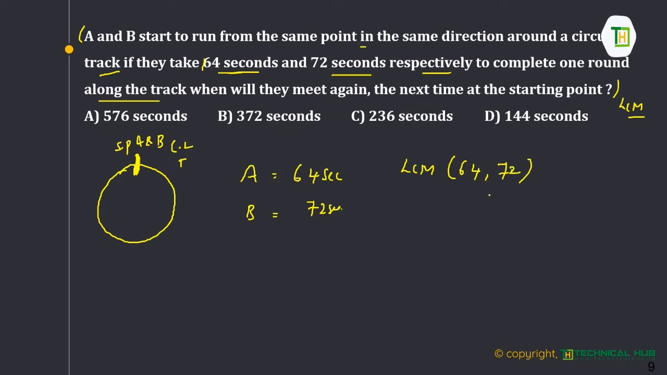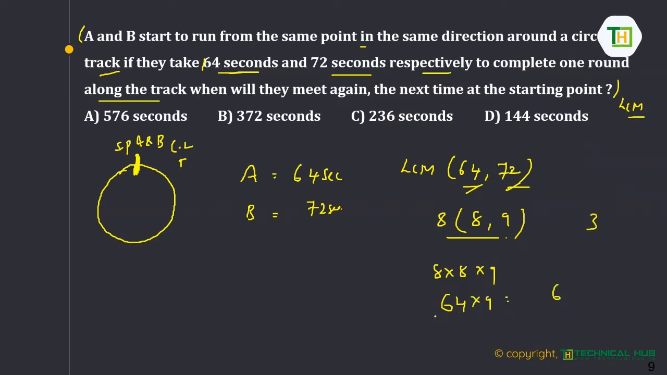There are different methods to calculate the LCM of the given numbers. If you observe the numbers 64 and 72, you can take 8 common here. If you take 8 common, 8 and 9 remain, and there is no common factor between 8 and 9. So multiply these three numbers and you will get the LCM of 64 and 72. So 8 into 8 into 9, that is 64 into 9. 9 into 4, 36. 9 into 6, 54 and 3, 57. So 576. After 576 seconds, again they will meet at the same point.